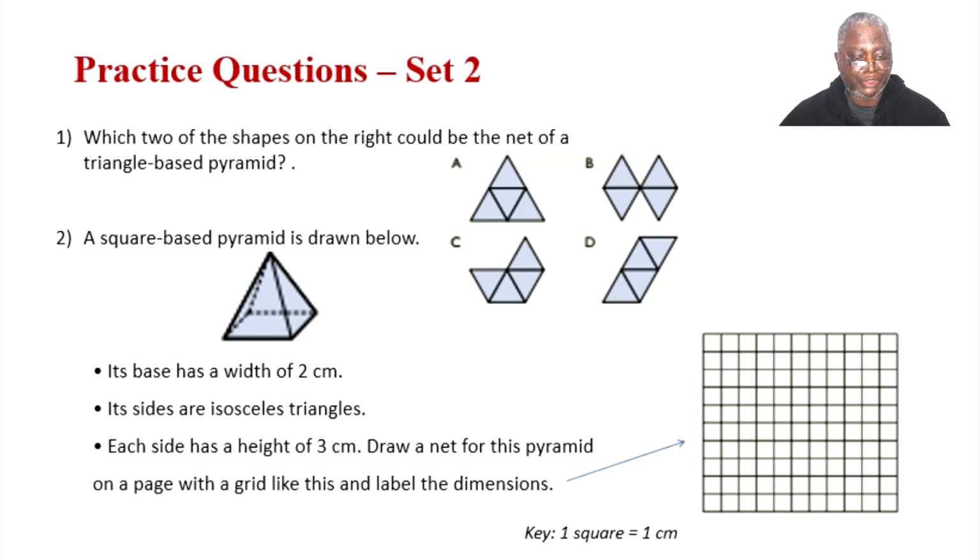Question 2. A square-based pyramid is drawn below. Its base has a width of 2 centimeters. Its sides are isosceles triangles. Each side has a height of 3 centimeters. Draw a net for this pyramid. Draw it on a page with a grid line that enables you to label it properly, and use one square as 1 centimeter.